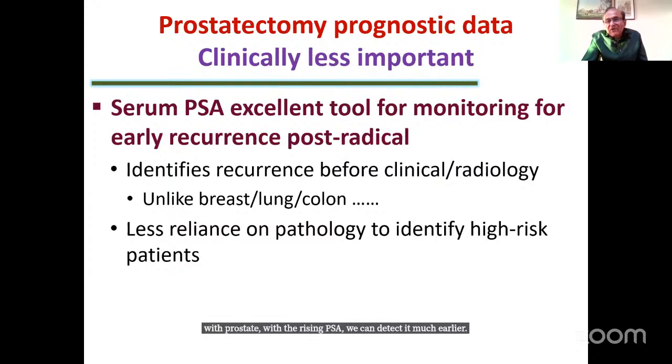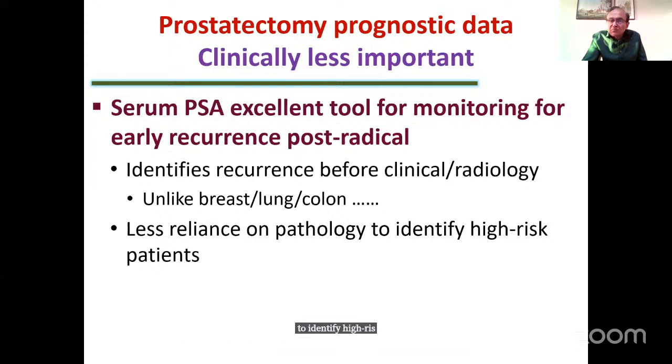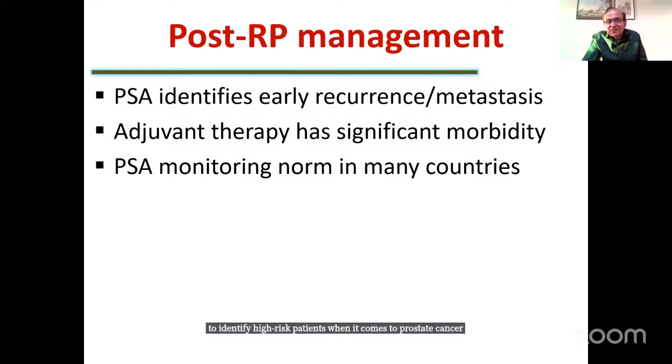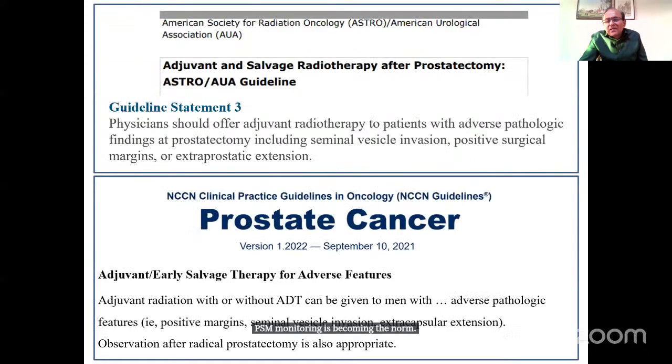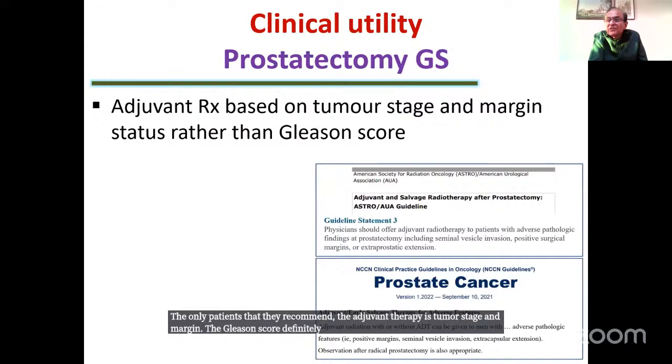So that means, as far as the urologists and the oncologists are concerned, there is much less reliance on pathology to identify high-risk patients when it comes to prostate cancer as compared to other cancers. PSA identifies early recurrence and metastasis, and because of the location of the prostate gland, adjuvant therapy has significant morbidity. And in many countries, like in the UK, and I think even in the US, PSA monitoring is becoming the norm. If you look at the NCCN guidelines, the AUA guidelines, the only patients that they recommend adjuvant therapy for are based on tumor stage and margin. The Gleason score definitely doesn't come into the equation.